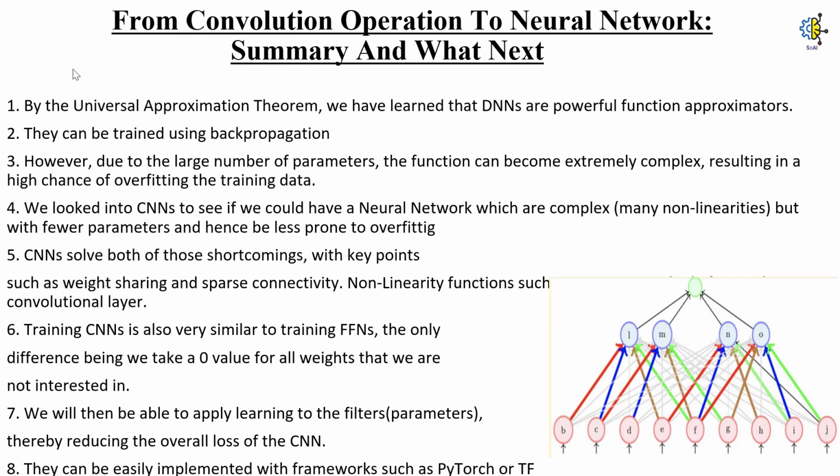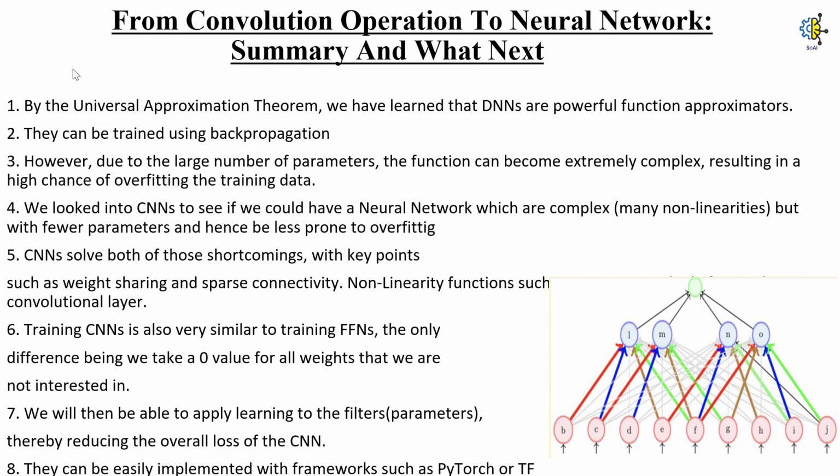Now, summary and what next. By the universal approximation theorem, we have learned that DNNs are powerful function approximators. They can be trained using backpropagation. However, due to the large number of parameters, the function can become extremely complex, resulting in a high chance of overfitting the training data. We looked into CNNs to see if we could have a neural network which is complex, but with fewer parameters and hence less prone to overfitting. CNNs solve both of those shortcomings with key points such as weight sharing and sparse connectivity.